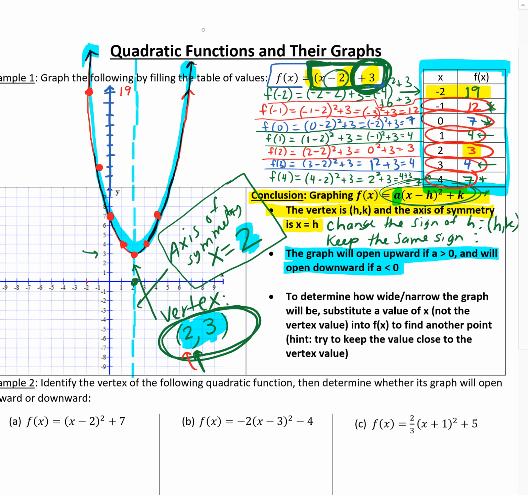If that value of a, the number in front of the parentheses, is positive, you'll see an upward parabola like that. But if that value of a is negative, that's just another way of saying less than 0, right? Then it'll be a downward parabola, like an upside down U sort of.